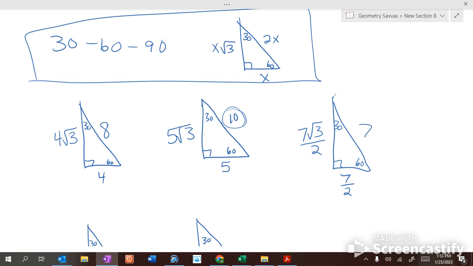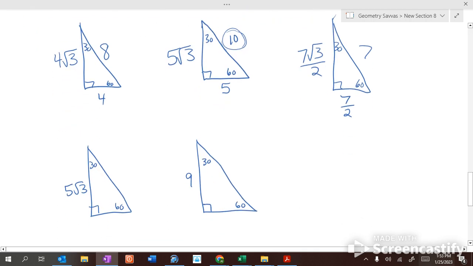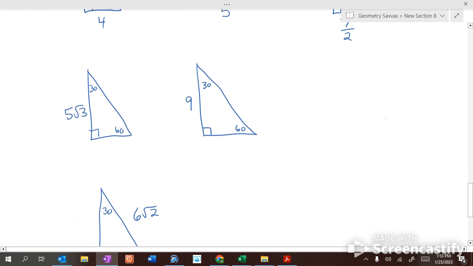Nope. I want it as improper fractions. Do not put it as 3.5 square root of 3. Don't use mixed decimals and radicals. Okay? Leave them as improper fractions.